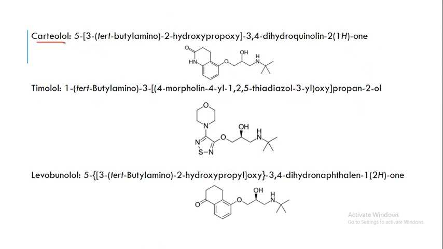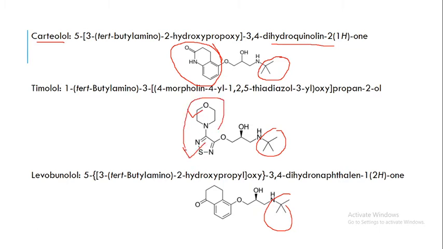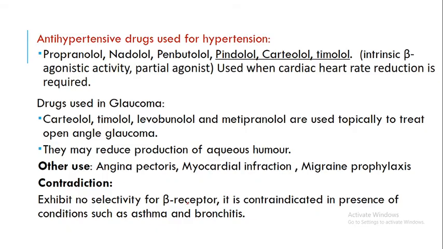Next is carteolol, where a dihydroquinoline ring is present. This is called dihydroquinolone, you can say, because of the ketone. And here it's a tert-butyl group in all these three structures. In timolol, as I discussed, this is called the morpholine ring system and this is called thiadiazolyl, but both are attached by a single bond. And levobunolol has a dihydronaphthalen-2-one ring, called 3,4-dihydronaphthalen-2-one.